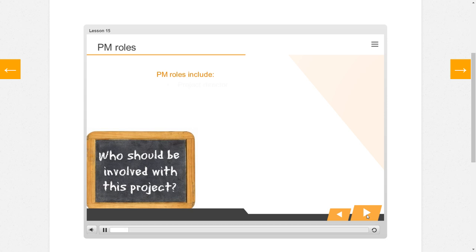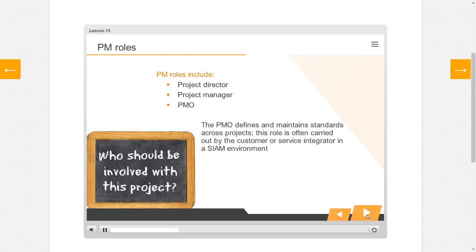Project management roles include project director, project manager, and the project management office, or PMO. The PMO defines and maintains standards across all projects in an organization. Within a SIAM environment, the service integrator or the customer organization's retained capabilities will often act as the PMO. Projects will usually include a customer representative, and if there are external suppliers involved, they might be included in project meetings as well. Within a SIAM environment, projects might span the SIAM layers and could potentially include representatives from the customer organization, the service integrator, and the relevant service providers.